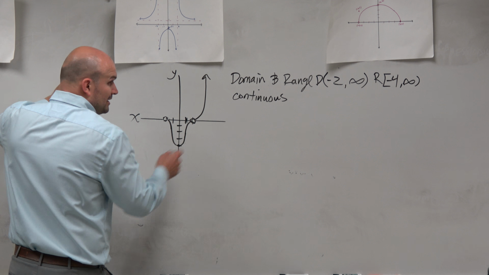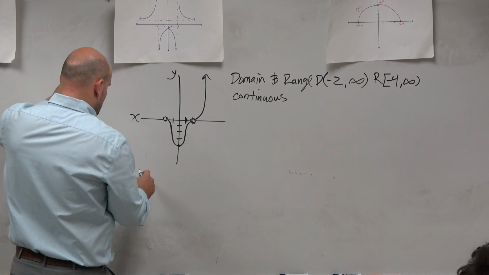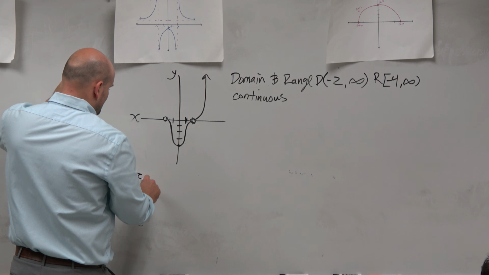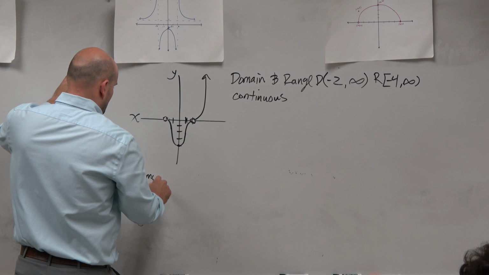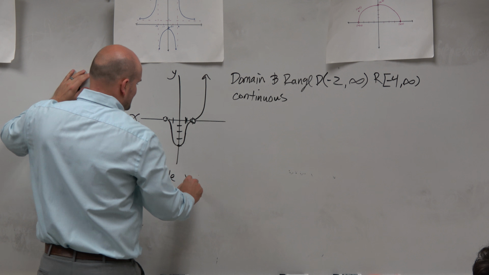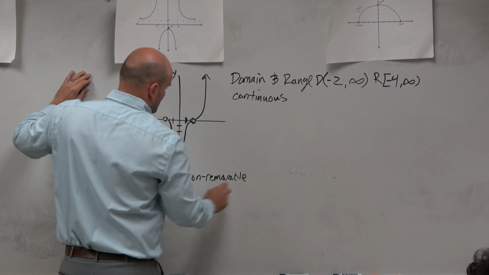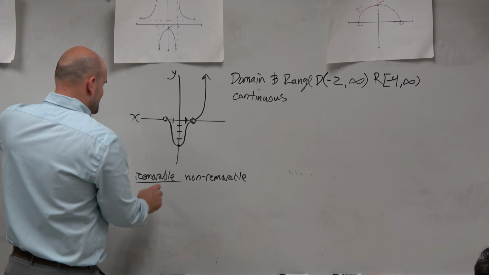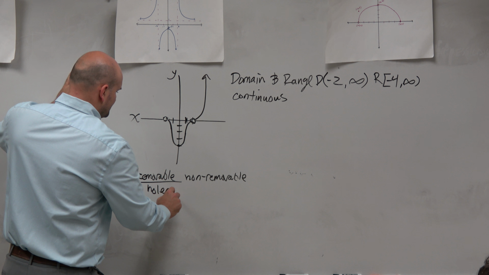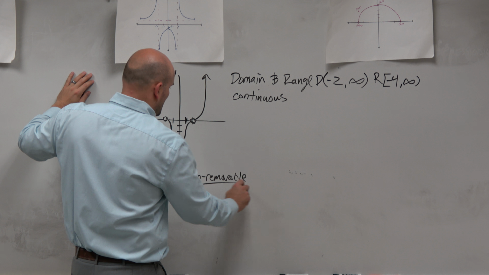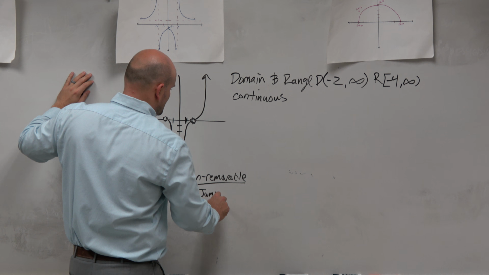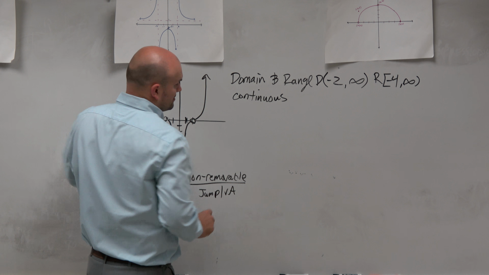And there's two ways we can do it. And this comes into the continuity discontinuity. You have removable and non-removable. And removable discontinuities are basically holes. And non-removable are going to be jump discontinuities and vertical asymptotes.